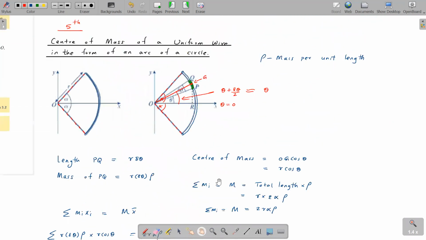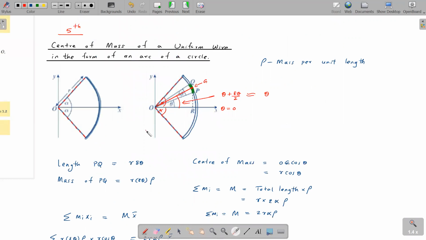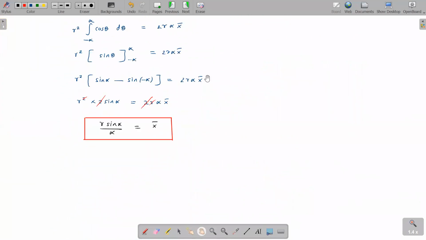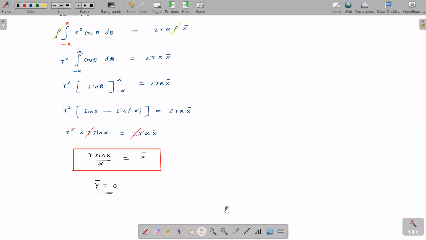And what about y bar? Do we need to find y bar? No, as you can clearly see, the wire, we are placing it on a line of symmetry along the x-axis. So clearly, your y bar is 0. The center of mass of the complete wire, y bar is 0. Right, guys? So basically, only one x bar needs to be specially found. Right, guys? So I hope this proof is clear with everyone.